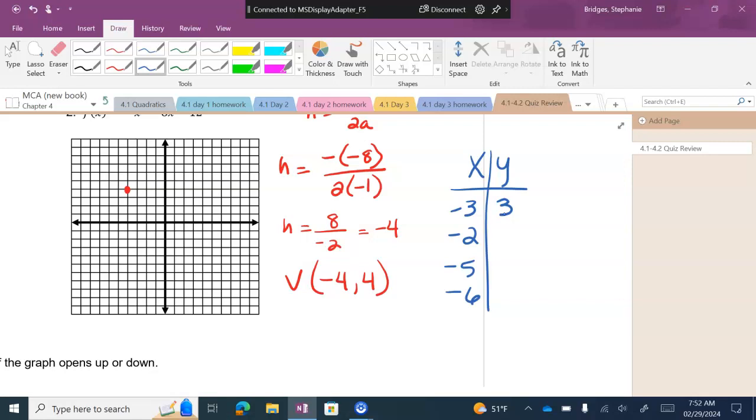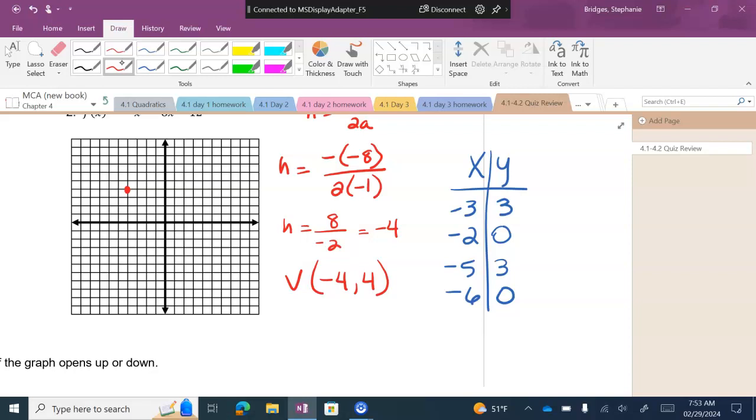And then we're going to do the same thing, but we're going to plug in negative 2 this time. Negative 2 squared is 4. Negative 1 times 4 is negative 4. Negative 8 times negative 2 is a positive 16 minus 12. Negative 4 plus 16 is 12. And 12 minus 12 gives me 0. And then I should get the same two numbers for the negative 5 and the 6.